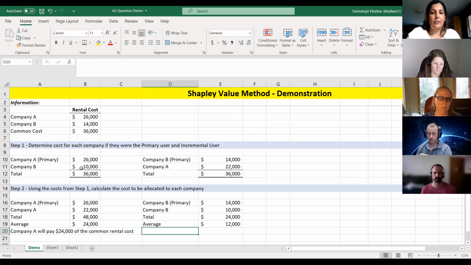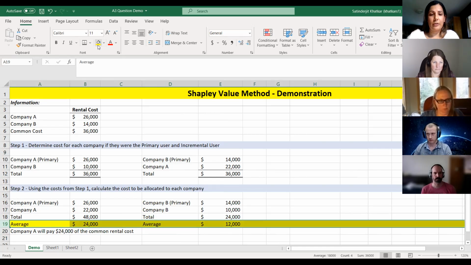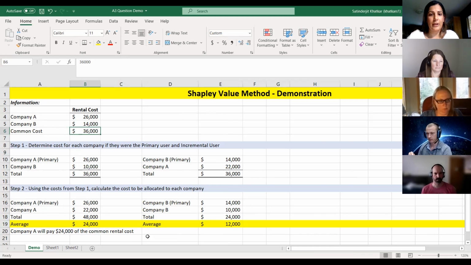So in the world of accounting, there's always a way to check your numbers. The averages should always equal your common cost of 36,000, which they do, 24,000 plus 12,000. And if company A, we already know, is paying 24,000, then it would stand to reason that company B is paying the rest.